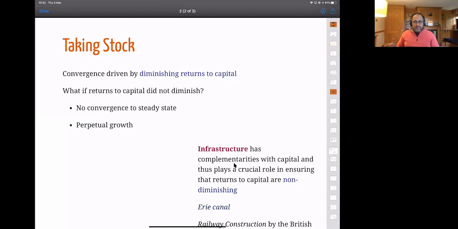Now, this is the angle that I want you to understand. This is the kind of angle. So infrastructure facilitates the growth process by reducing the diminishing returns to capital. And it's not a coincidence that virtually all countries that developed, in the early part of the development process, developed some infrastructure.